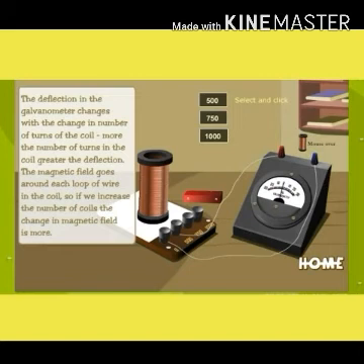The deflection in the galvanometer changes with the change in the number of turns of the coil. The more the number of turns, the greater the deflection. The magnetic field goes around each loop of wire in the coil. So if you increase the number of coils, the change in magnetic field is more.